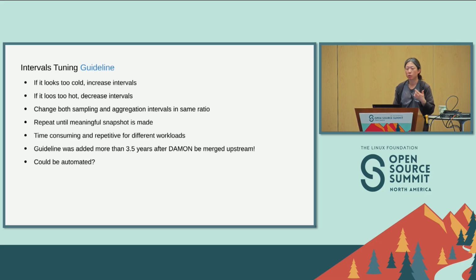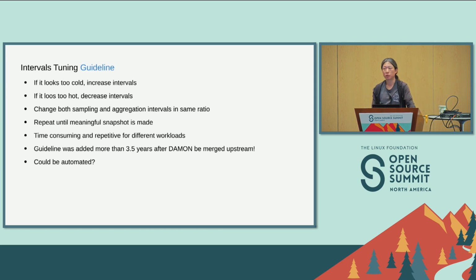If the heat map looks cold, just increase the intervals. If it looks too hot, decrease the intervals. And when you do that, change both sampling and aggregation intervals in the same ratio, because having only a long aggregation interval and a short sampling interval makes no sense. And just repeat this until you get meaningful pictures on the current snapshot. Actually, this worked in very many cases. It worked for my client and also some people who asked questions in the community.